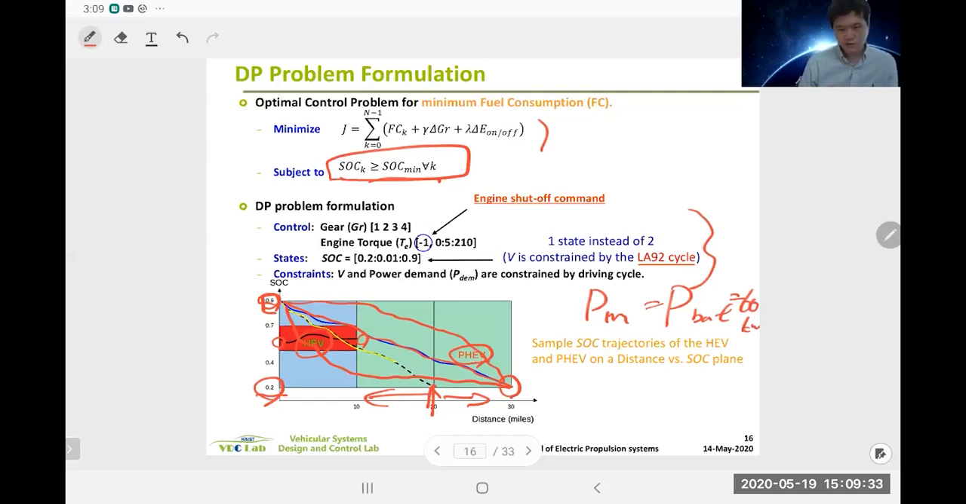For hybrid, it was about 30, 35, okay? So now we have a bigger motor, bigger battery, okay? And here we use the LA92 cycle because we wanted to make sure that if the driving cycle or power demand is higher than the motor and battery power, then the engine has to come on, even if the battery has enough energy, okay? So we wanted to see if that actually happens, okay?